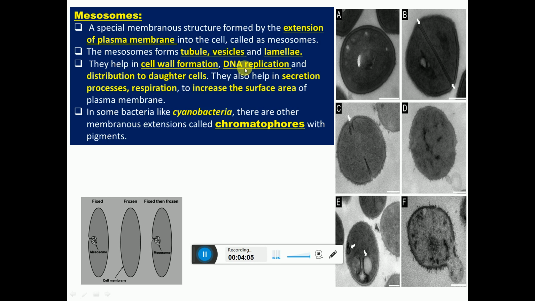They help in cell wall formation, DNA replication and distribution to daughter cells. They also help in secretion processes, respiration, and to increase the surface area, etc. In some bacteria like cyanobacteria, they are membranous extensions, colored with pigments, called chromatophores. So these are the three types, and in cyanobacteria they are the chromatophores. You can see in the figures photographs where tubule-like mesosomes are formed.